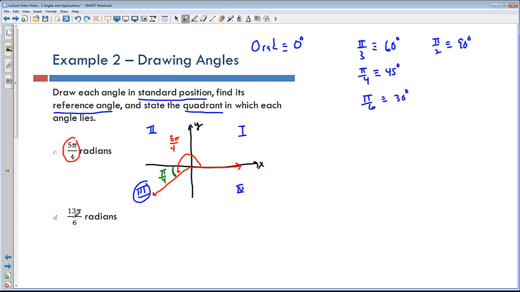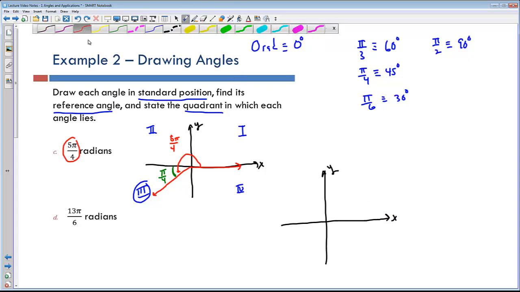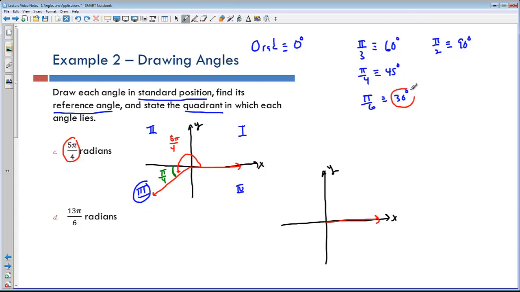All right, let's do 13 pi over 6. So again, let's draw the x and y axis. So here's the x-axis, here's the y-axis. And we want to draw our angle. And so it's 13 pi over 6, so I know where to start. You always start in standard position. You always start here on the x-axis. 13 pi over 6 is 13 pi over 6s.